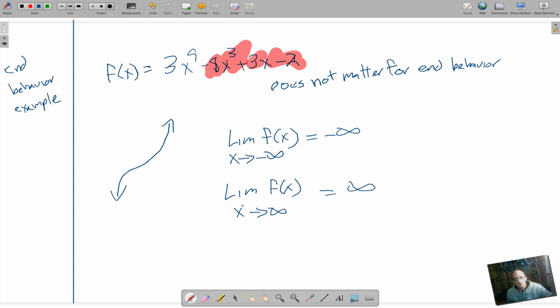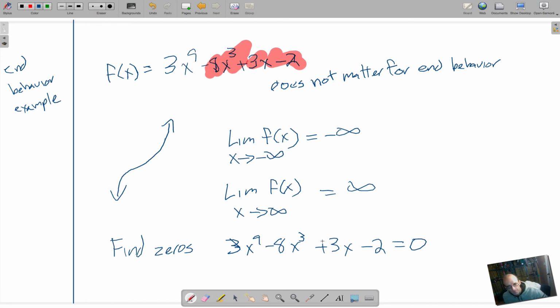If I wanted to find the zeros, what I would have to do, I would have to say 3x to the 9th minus 8x cubed plus 3x minus 2 equals 0, and I'd have to solve for the x's. This is an example that I would actually use with a graph right now. But you could just plot it on the graph and see where it's crossing the x-axis. Okay, next piece.